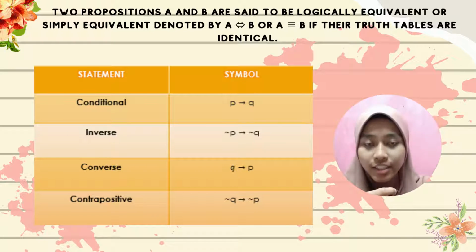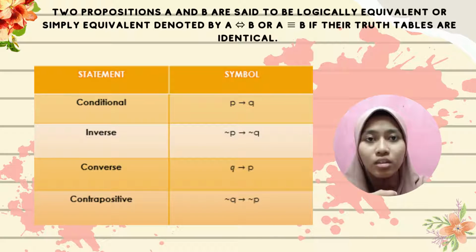Assalamualaikum, I am Aisyah, so I will continue the presentation for the content. Two propositions A and B are said to be logically equivalent, or simply equivalent, when their truth tables are identical.